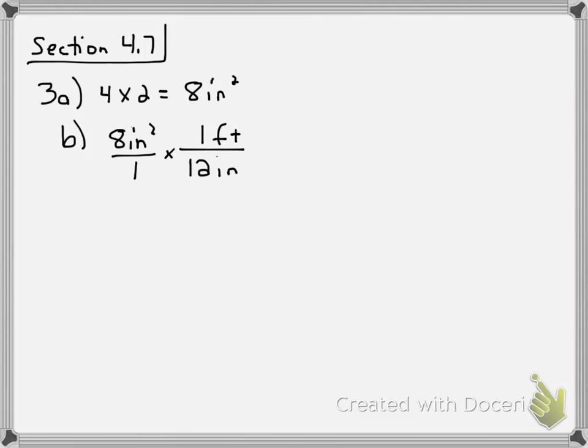But notice we started with square inches, so we have to go back to our new fraction and square everything. Now we can cross off the square inches. Multiply straight across and we would have 8 over 144. And divide that out. Round to 4 decimal places.